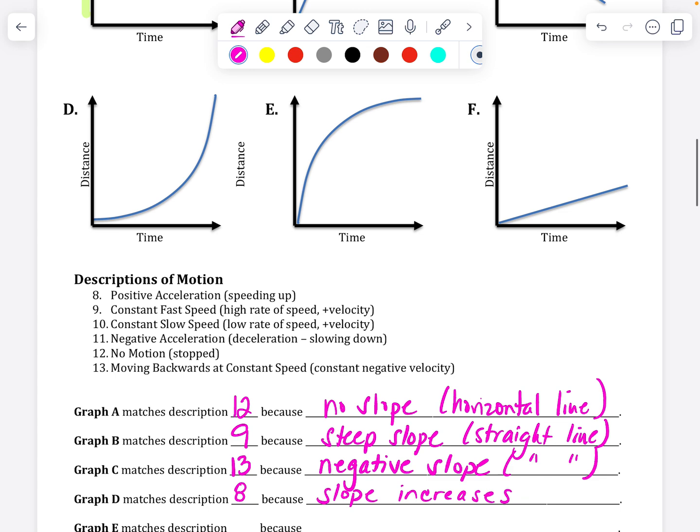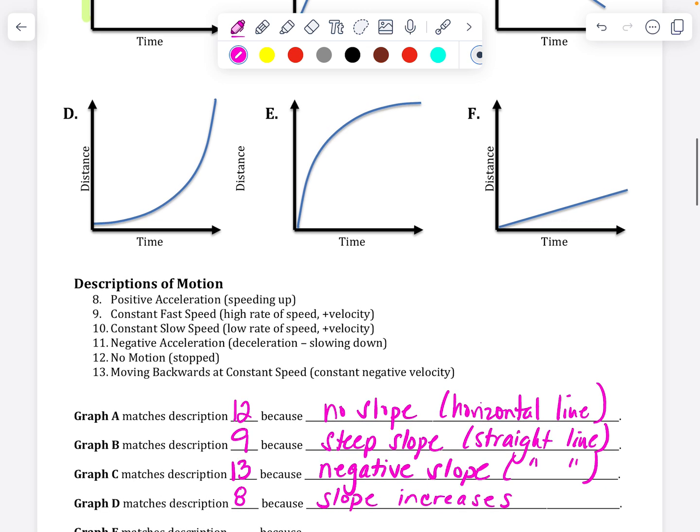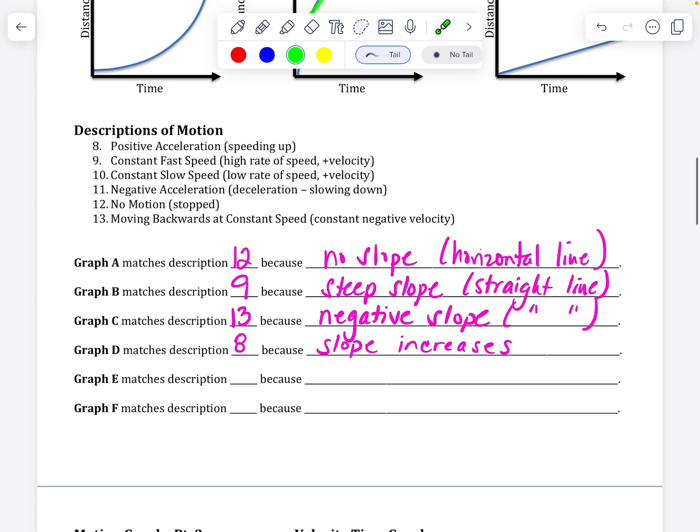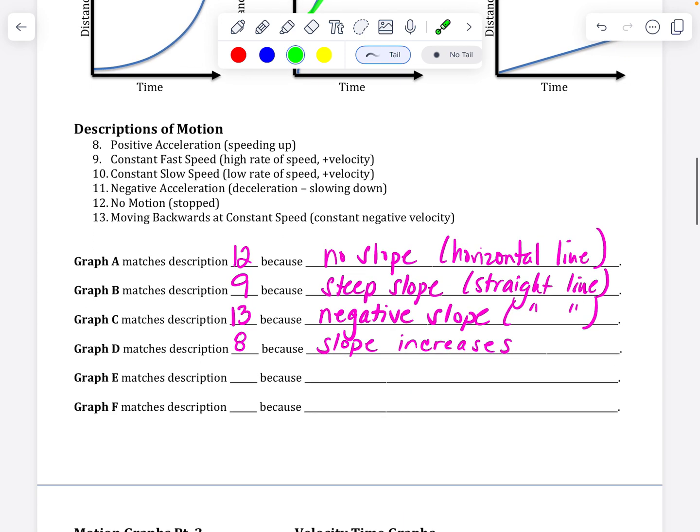And then graph E here, it's also a curved line, but it's kind of the opposite of D. If you're looking at your slope, it's real steep there, so going fast, and then it starts slowing down. So graph E would match negative acceleration or slowing down, so that's going to be 11. And your slope is decreasing. Again, we're looking at distance graphs, so make sure you're at the right part on your note card.